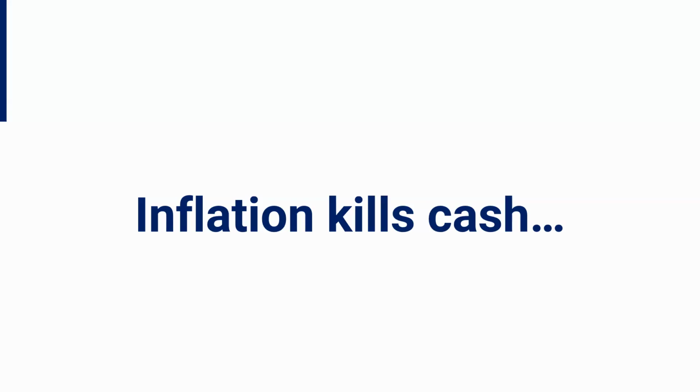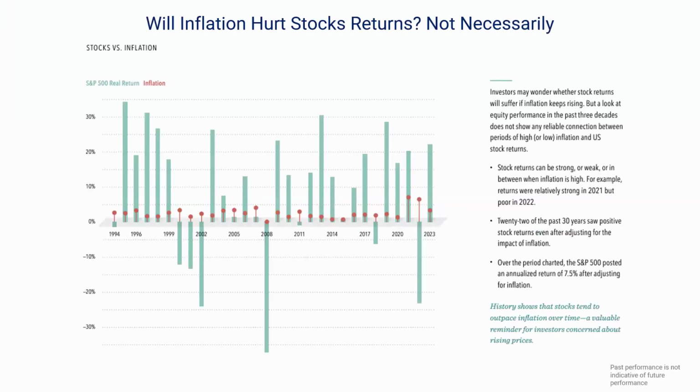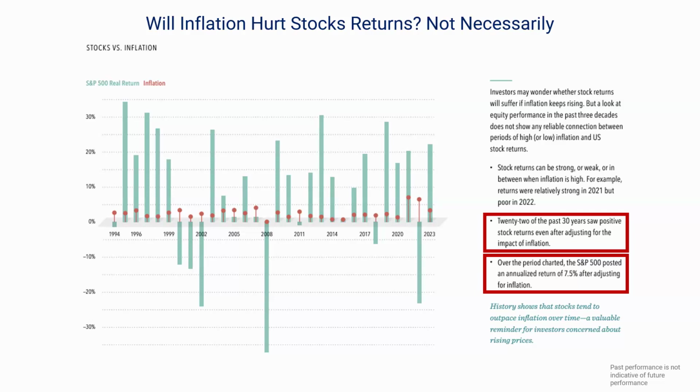So what should we do about it? Going forward, X should do better than Y because inflation. Well, we don't really find much evidence that makes sense to rely on. Will inflation hurt stock returns over time? It looks like 22 of the past 30 years, stock returns were positive, even if you back out inflation. Over that same period, again, we're using the S&P as a measure here, not necessarily an investment recommendation. We've covered that.